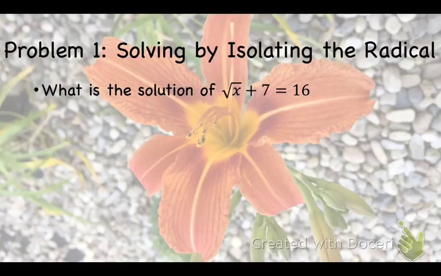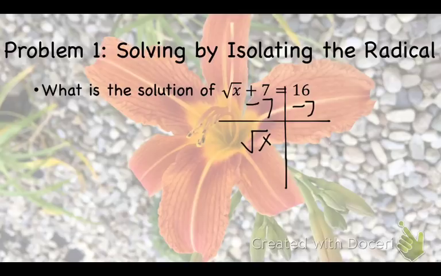How can we solve this first question? We first do need to isolate the radicand. In this case, that is the same as isolating the variable. So I am going to draw my line and subtract 7 from both sides. The square root of x is equal to 16 minus 7, which is 9.